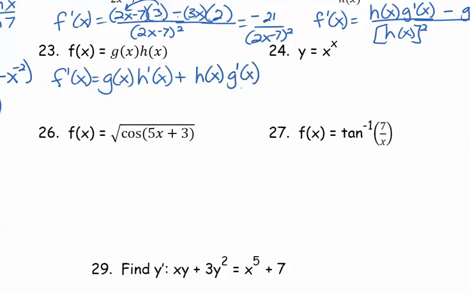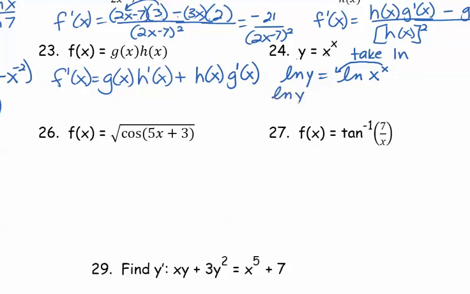24 is maybe one that's easy to forget. We've got a variable in the base and in the exponent. So what we need to do is take ln of both sides first. So let's rewrite this. I'm not doing a derivative. I'm just writing natural log of both sides. And the reason we need to do this logarithmic differentiation is because of our property of logarithms, the log of a power is the power times the log. So that's the only way we can get that variable out of the exponent.